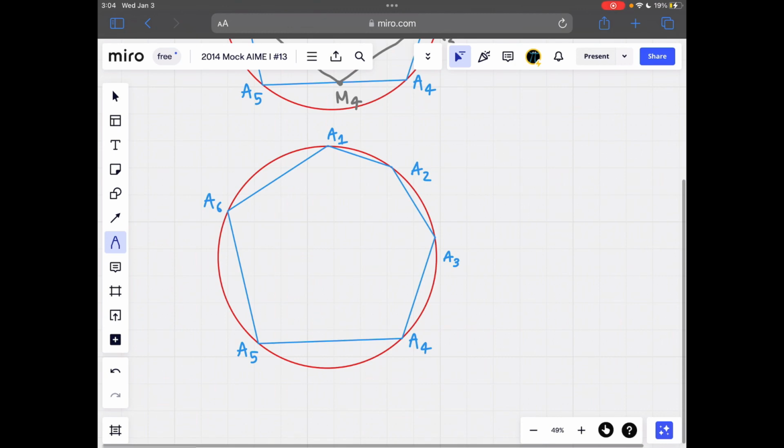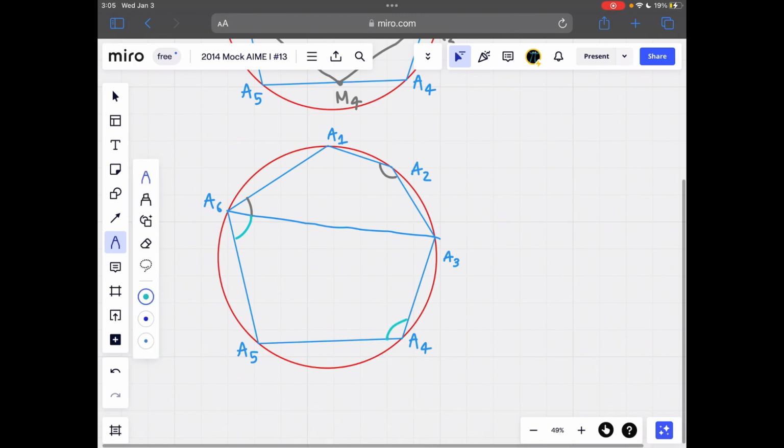If you notice here, any cyclic hexagon can be split up into two cyclic quadrilaterals. In this case, A1, A2, A3, A4, A5, A6 can be divided by line A3A6. And line A3A6 splits it up into two cyclic quadrilaterals, A1A2A3A6 and A3A4A5A6. And in each of those cyclic quadrilaterals, the sum of opposite angles is equal to pi. So angle A2 plus this part of angle A6 is pi, but also equal to pi is this angle here plus angle A4.